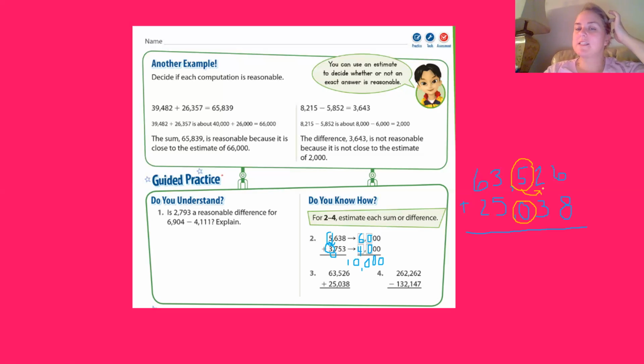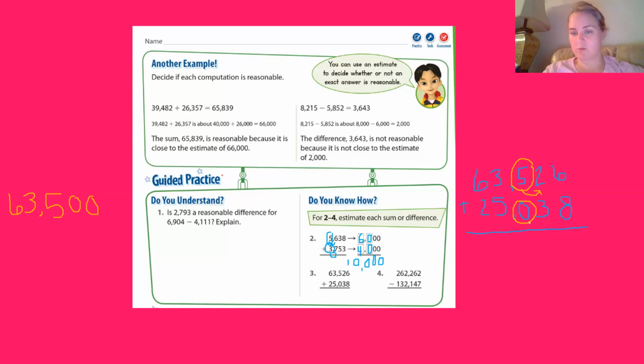So this is going to stay a 5, but I really don't have room to write it over here. So I'm going to write it on the other side. So I'm going to rewrite my number. So the 6 and the 3 stay the same. And then because the number next door was 4 or less, the 5 is going to stay the same. And everything after it becomes zeros.